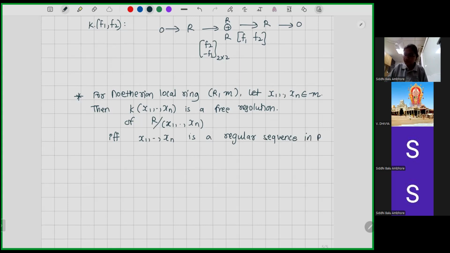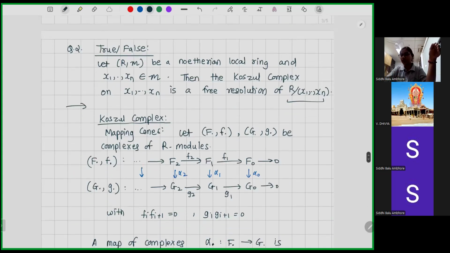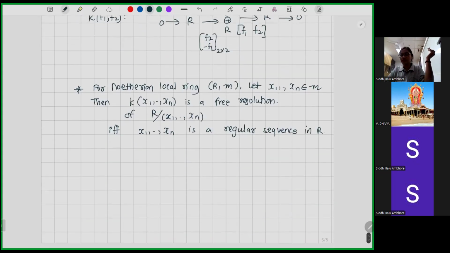Okay, it has to be in R. So this is the condition that a Koszul complex will be a free resolution only if x1 to xn forms a regular sequence or not. So if we want to say that, in the given question, in a Noetherian local ring, if I start with the Koszul complex and it is a free resolution, then my x1 to xn has to be a regular sequence.